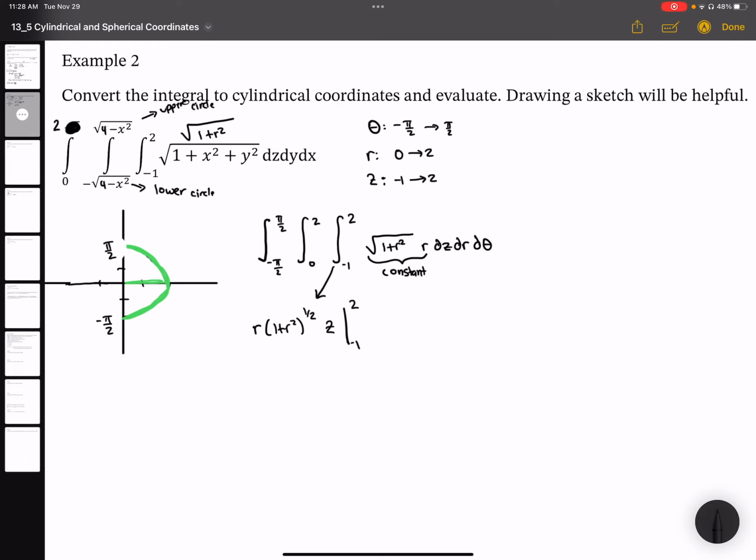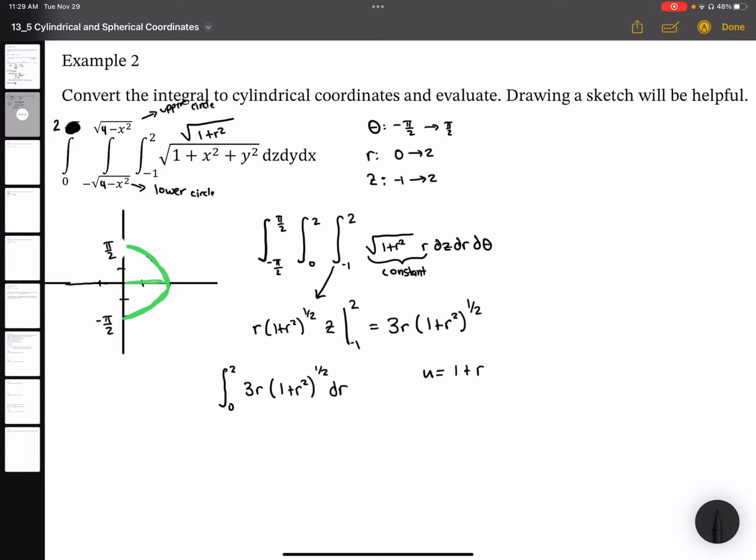That's going to produce that. And since all we're doing is subtracting the value, so we have like 2 minus -1, which is just 3, we're going to get 3r times the square root of 1 plus r squared to the 1/2. So our middle integral is from 0 to 2 of 3r and 1 plus r squared to the positive 1/2 dr. And that's going to be a candidate for u substitution.